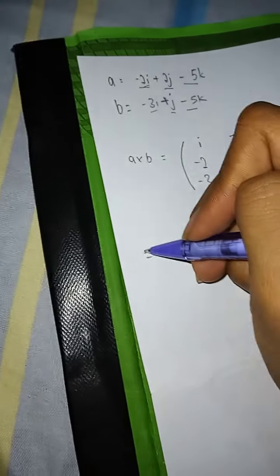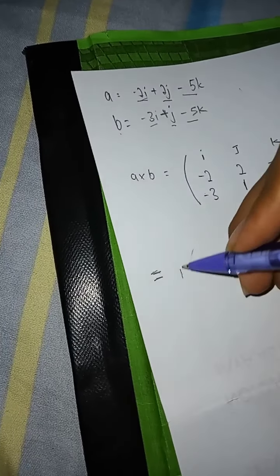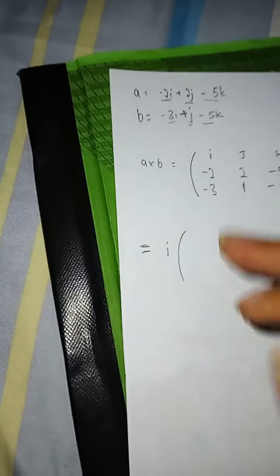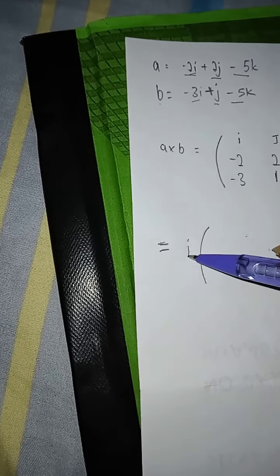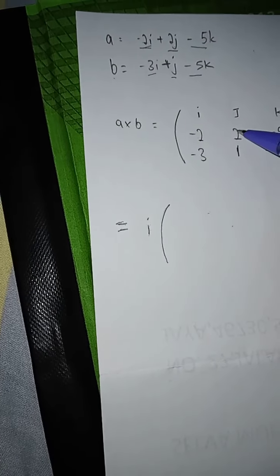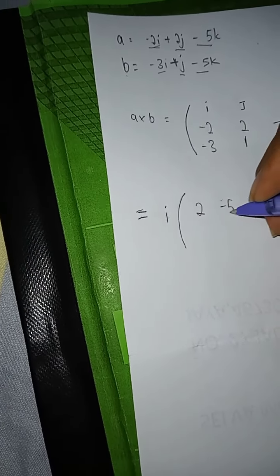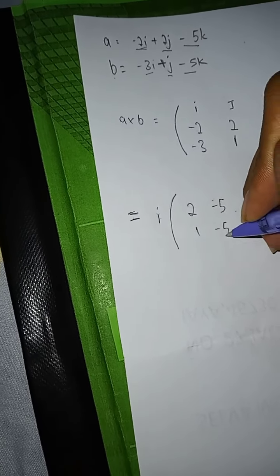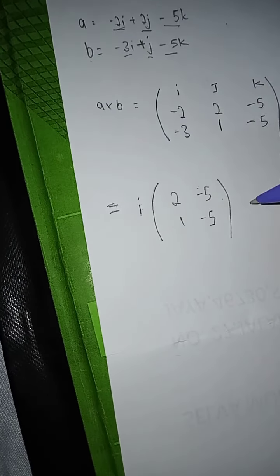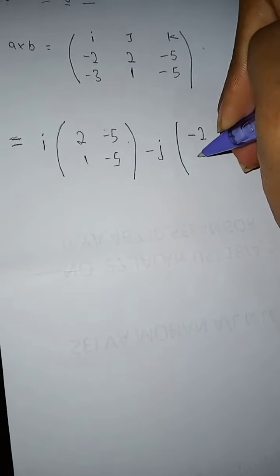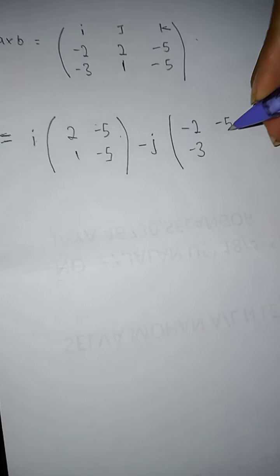Now we have to make it a bracket, and we have to take the I. If you want I, you have to see J and K. So 2, -5, 1, -5, and minus J. This is the formula. You have to follow the formula. If you want J, you have to take I and K: -2, -3, -5, -5, and now plus K.